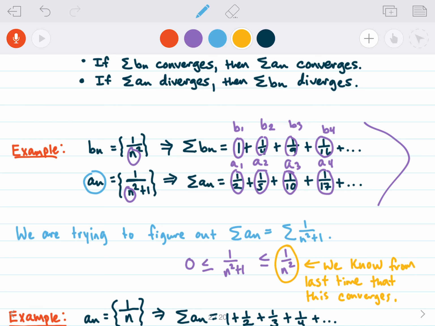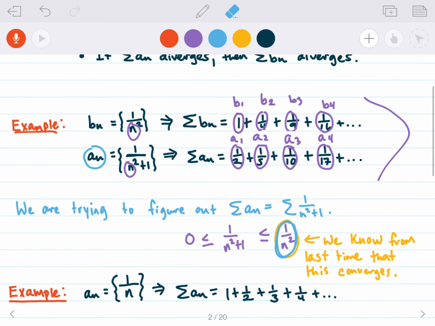So basically what this is saying is, this is always going to be larger than this one. So 1 over n squared is larger than 1 over n squared plus 1. And so if 1 over n squared converges and it's bigger, then 1 over n squared plus 1 has to also converge. How could it diverge to infinity if it's smaller than something that converges? So that's the logic here. And we're going to do plenty of examples where we can see this in action.